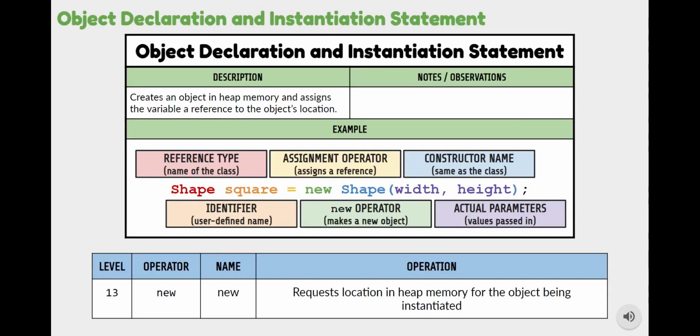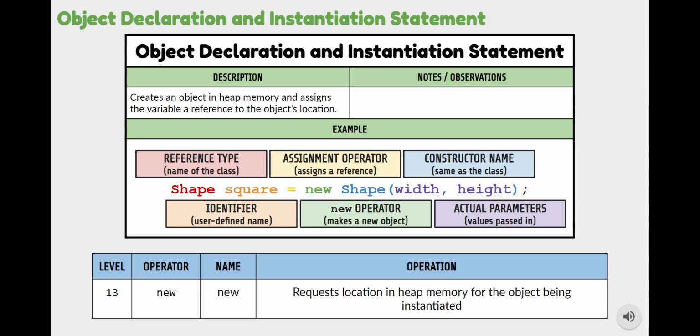Yeah, I remember that sound. That means that we are going to learn a new type of statement, our object declaration and instantiation statement. It creates an object in heap memory and assigns the variable a reference to the object's location. You'll see an example of what that line of code looks like in order to call a constructor to make an object from a class.